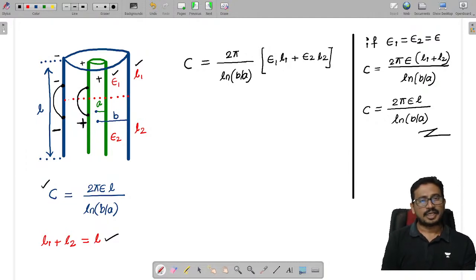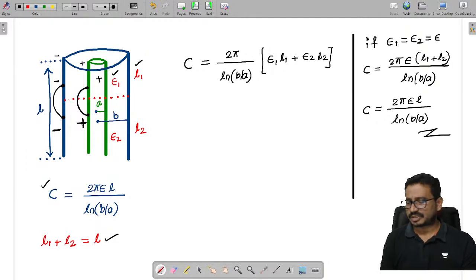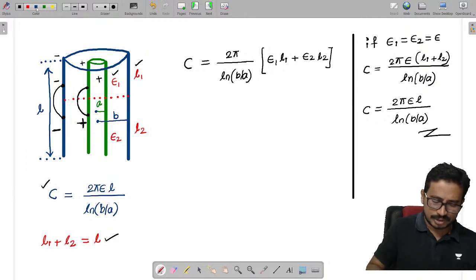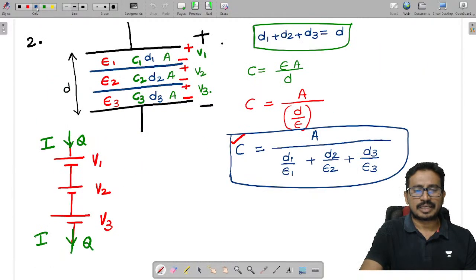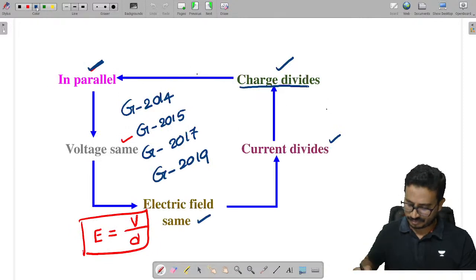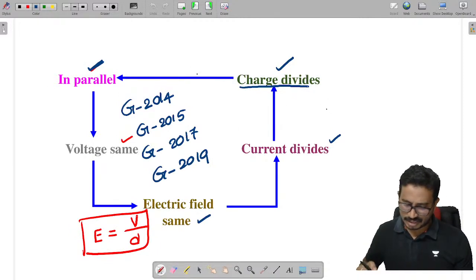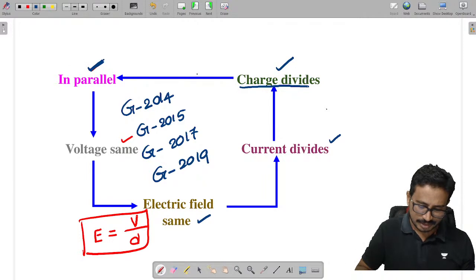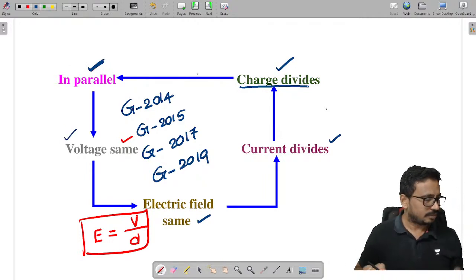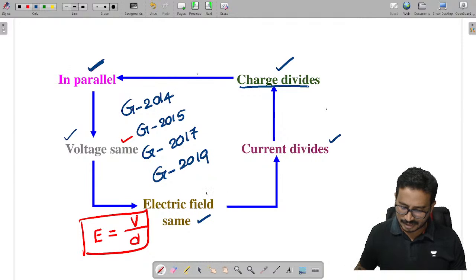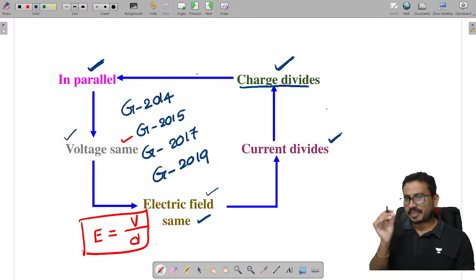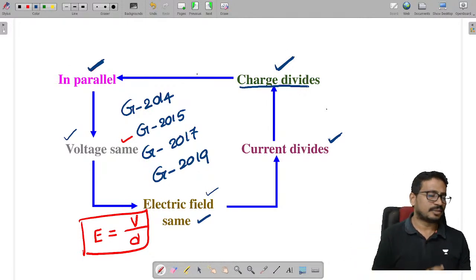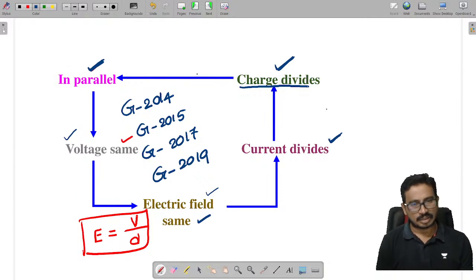And in parallel connection, what is the scenario, you tell me? We discussed some causes yesterday. In parallel connection, what happens? Voltage is the same, electric field is the same, charge will divide, current will divide. We discussed this, right? Will this property be valid here also? Tell me. This property will be valid here also, right?